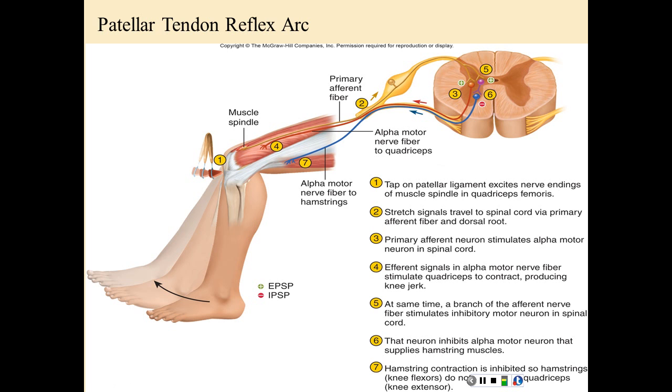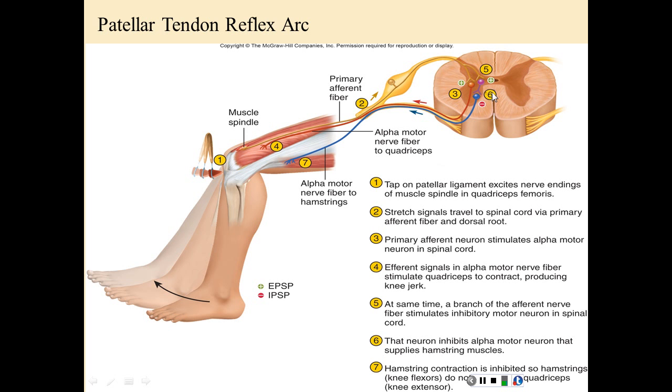And with that tap, it starts to excite the nerve endings of the muscle spindle in the quadricep. This sensory information is sent inward through the spinal nerve, to the posterior root ganglion, to the posterior horn of the spinal cord. Now, when the information gets there, we have a primary afferent neuron that's going to stimulate the alpha motor neuron in the spinal cord. The efferent signals in the alpha motor nerve fiber are going to stimulate the quadricep to contract, producing that knee jerk.